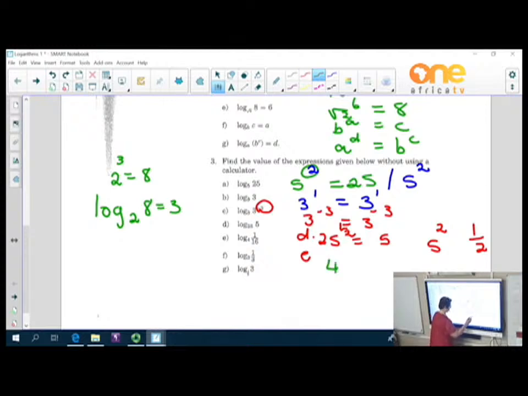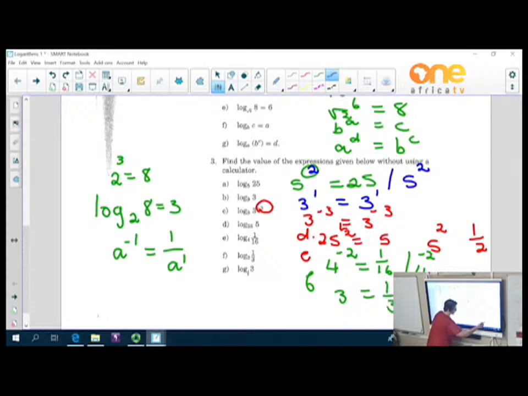4 to the power of what is giving you 1 over 16. 1 over 16 is 4 to the power of negative 2. Because it's this rule: the negative index is the positive reciprocal. This is what we use there. So the answer is negative 2 there. Number F, 3 to the power of what is equal to a third. Again, a third is 3 to the power of negative 1. That's why your answer here will be negative 1.